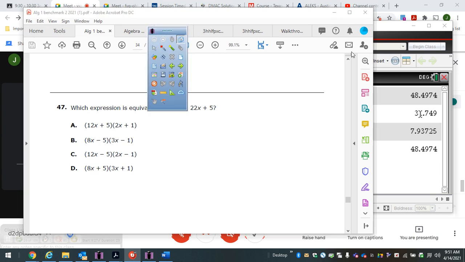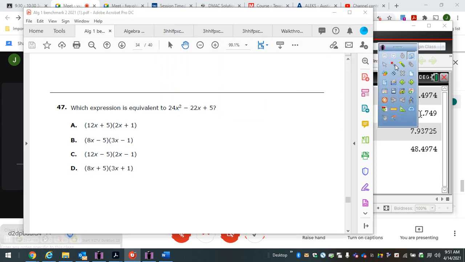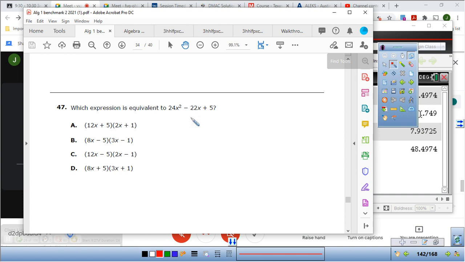Okay, the next one's asking which expression is equivalent. Hopefully they did a good job on this one. I can't tell you how to do this one. Okay, I'm just looking at this. So, Josh, you slacked off last time. How can I get a negative here if I'm just multiplying positives out? How can I get negatives if I'm multiplying positives?